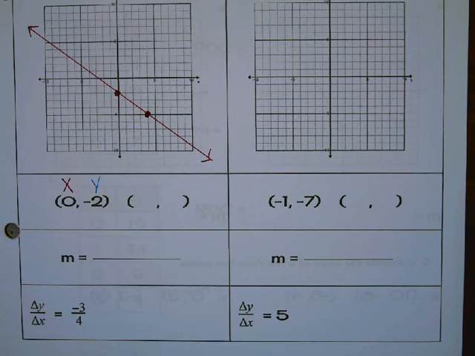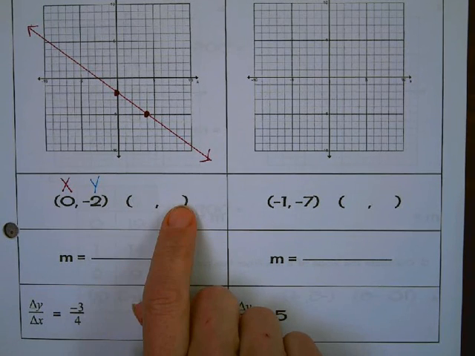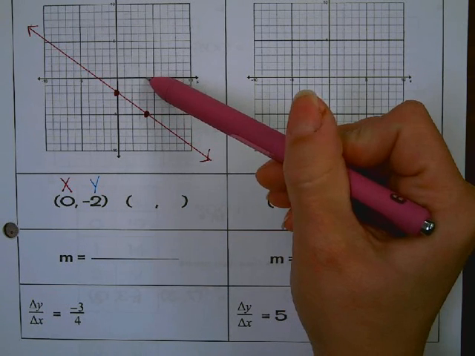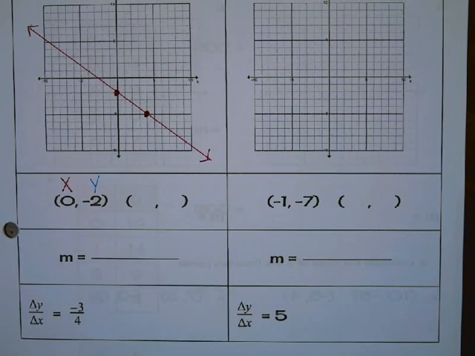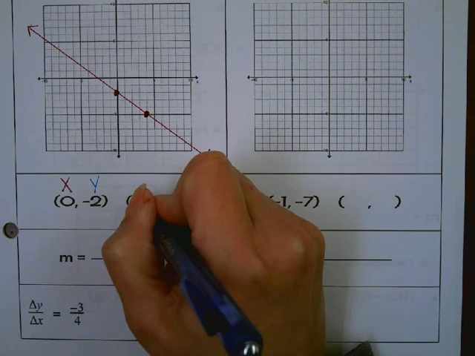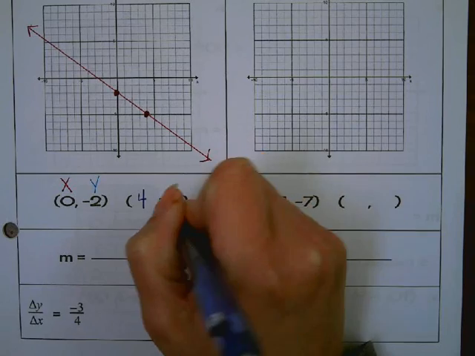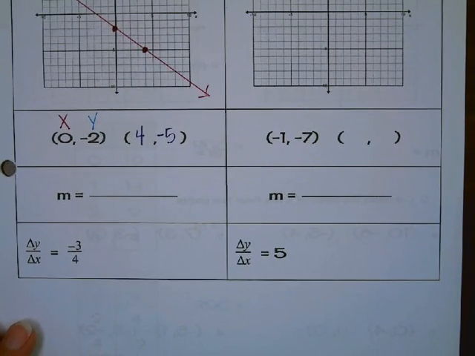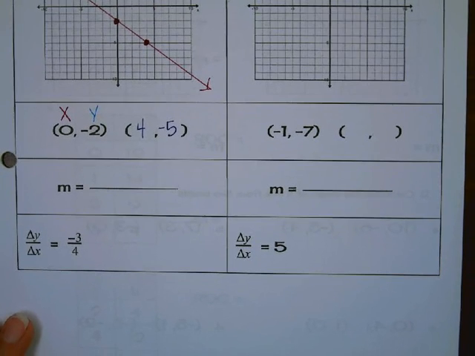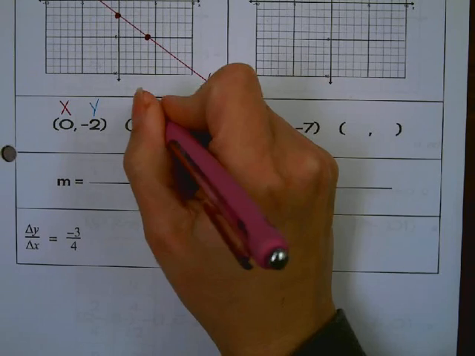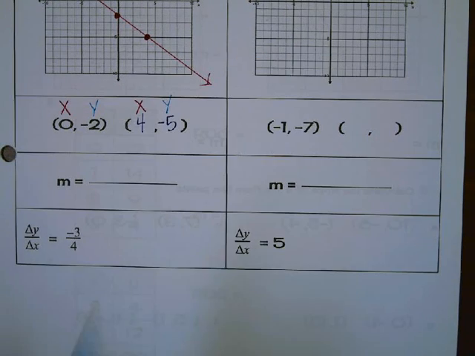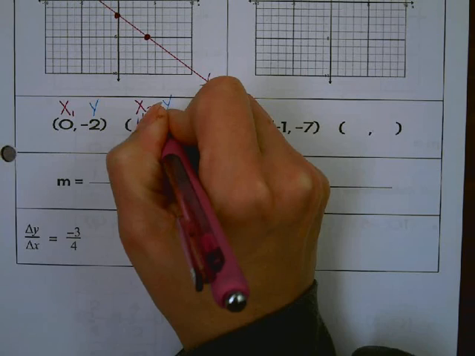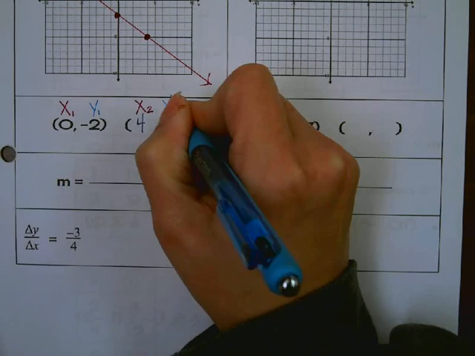So now that I've got my second point, I can fill in my unknown. Looking at this point right here, I've gone to the right 4 and I've gone down 5. So now I'm where I was on Friday. We now have my different points. So here is my x and here is my y. And if you remember, we had to make sure that we identified them as x1 and x2, y1 and y2.